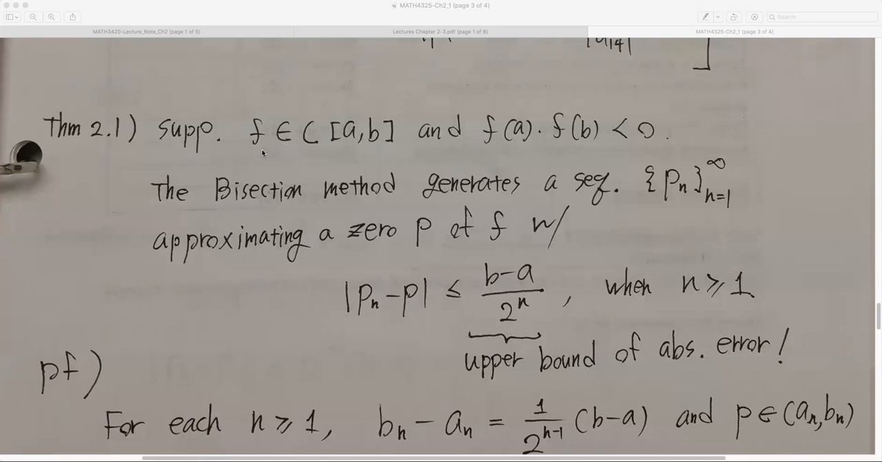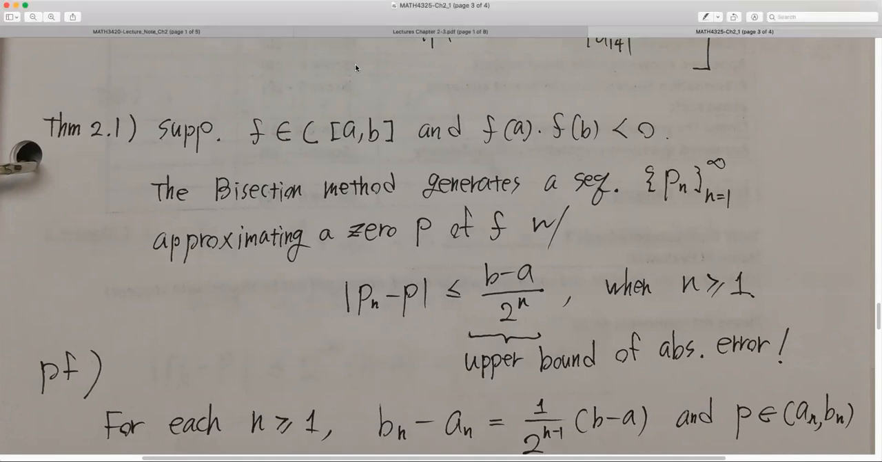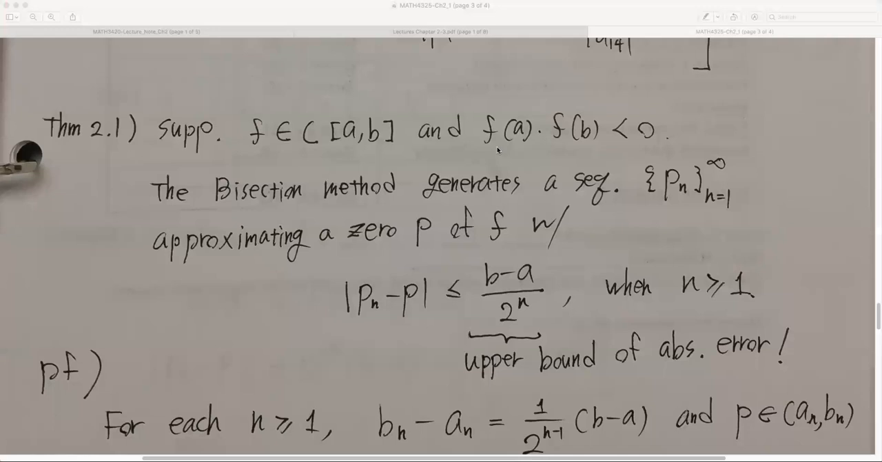Suppose that f is continuous. It makes sense because to use the intermediate value theorem, the function must be continuous on the closed interval. And f of a times f of b is less than 0. Okay, so we need this, right? Then the bisection method generates a sequence Pn approximating P, that's nothing but a root of f. So keep in mind our goal is to solve root finding problems, f of x equals 0.